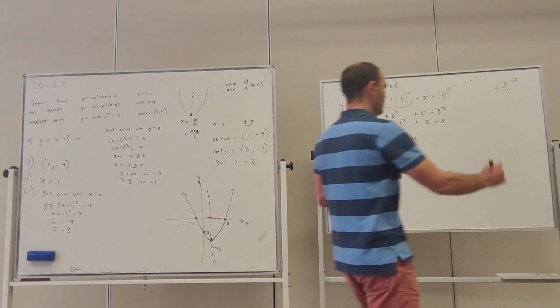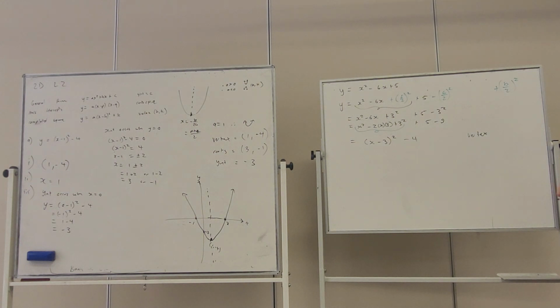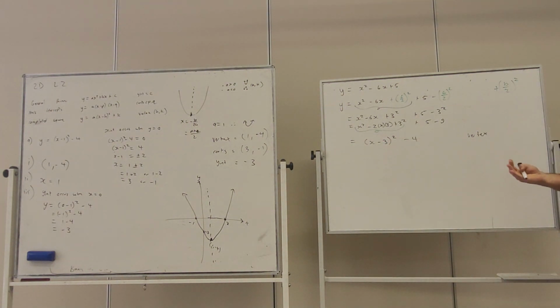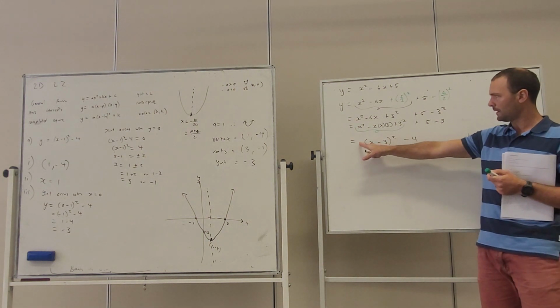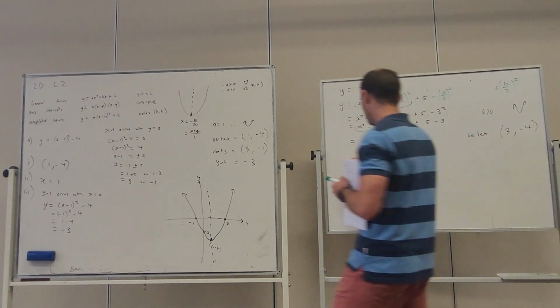So we'll start with the vertex. Remember the vertex is (h, k). So what corresponds with h in this circumstance? Positive 3. What corresponds with k? Minus 4. So that's the coordinates of our vertex. We've got a is positive 1, so it's going to open upwards again. Here's our vertex. So let's find the y-intercept then.